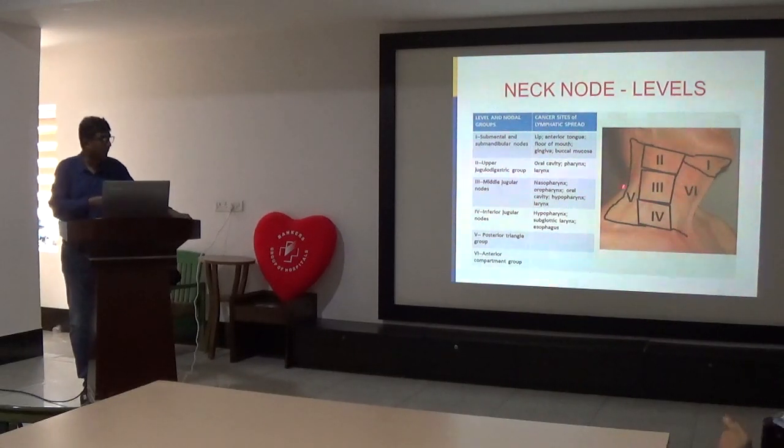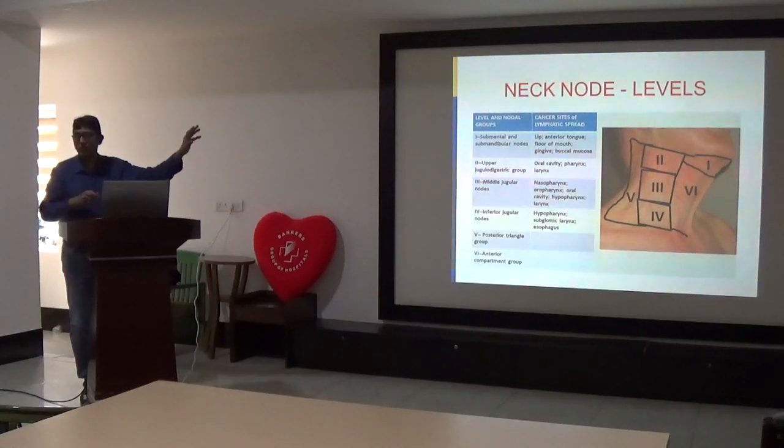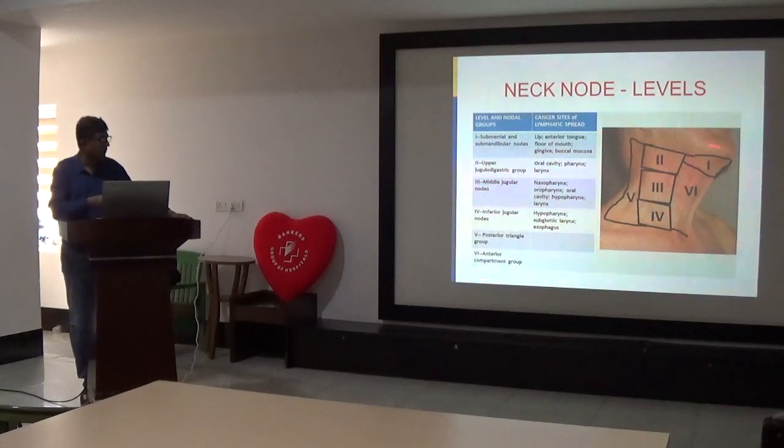But when you have a level node here or here, at least you have that idea that the primary must be somewhere here. So you have to look for the primary in that area. So these levels are important in that way. They will guide you where to look for the primary. So that is what I am telling you: occult primary with a neck node, so unknown primary with a neck node.